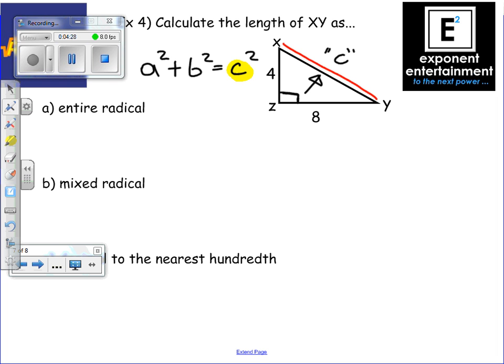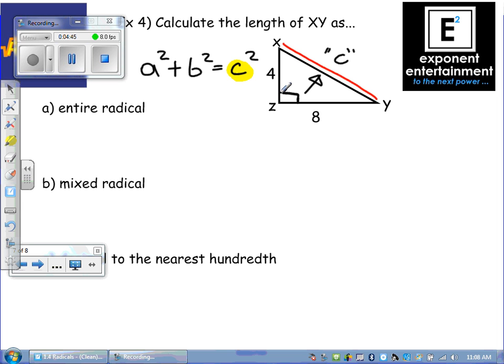Your A and your B doesn't matter. If you call this one A or call this one B, that's okay. Call that one A, call that one B, it doesn't matter. The big one is knowing your C. It always has to be your hypotenuse or the longest length. All right.